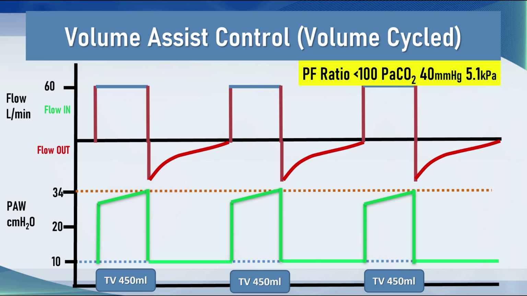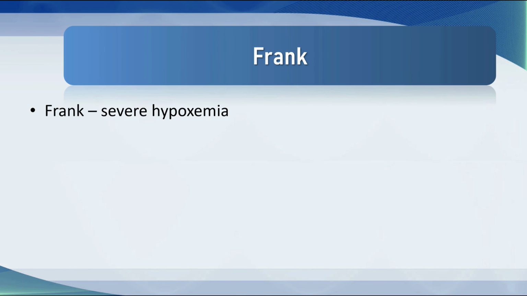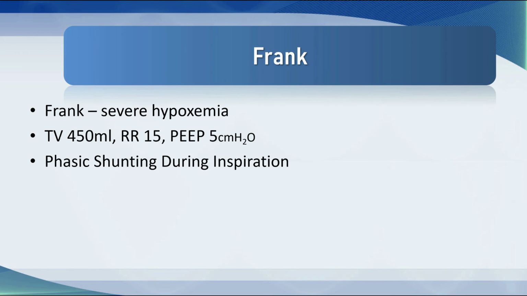So in order to improve oxygenation without damaging the lungs, we have to figure something out. Frank is severely hypoxic. These are his settings: tidal volume 450, respiratory rate 15, PEEP of 5. He's got phasic shunting during inspiration. And as I see it, we have four options.